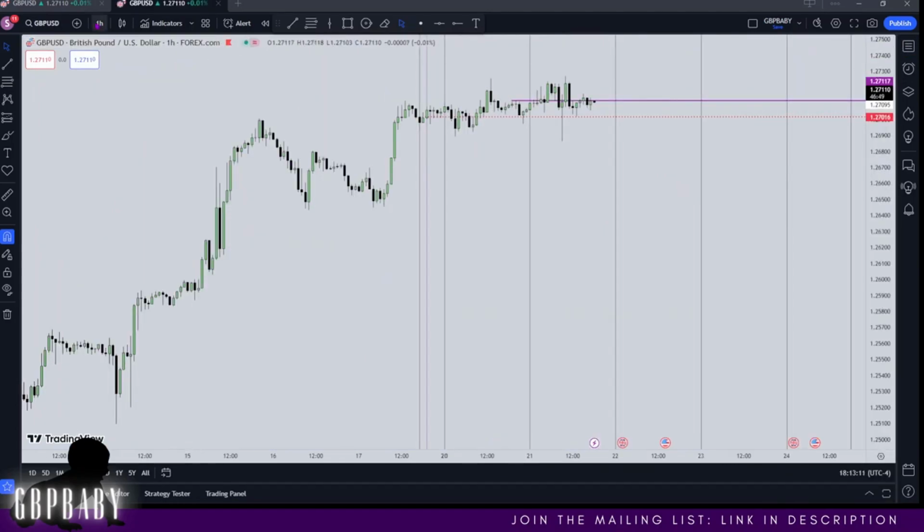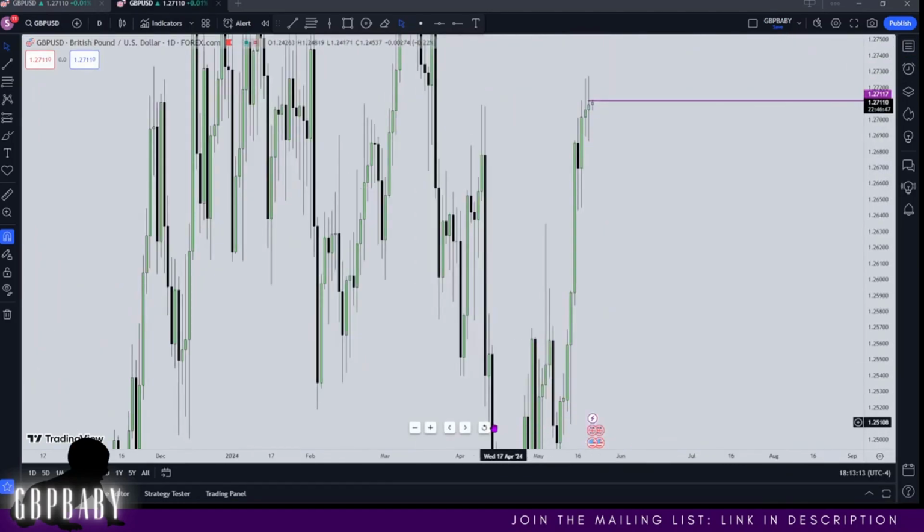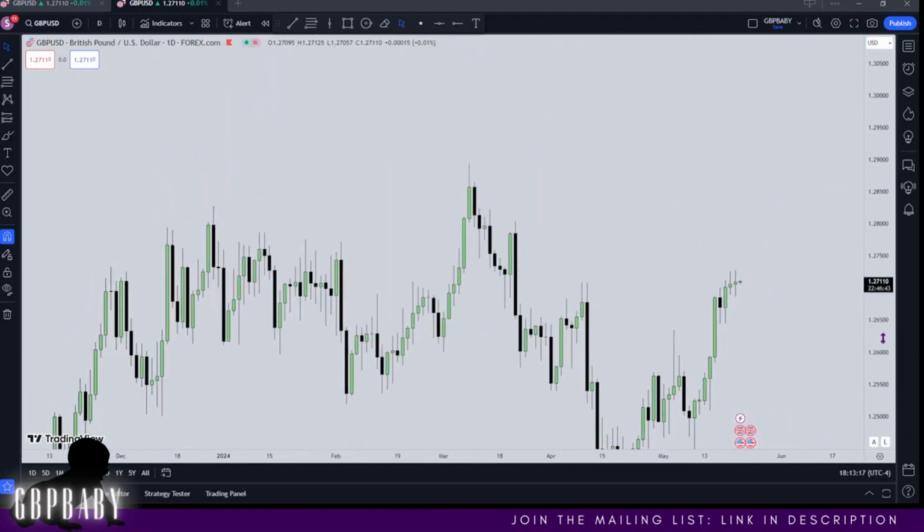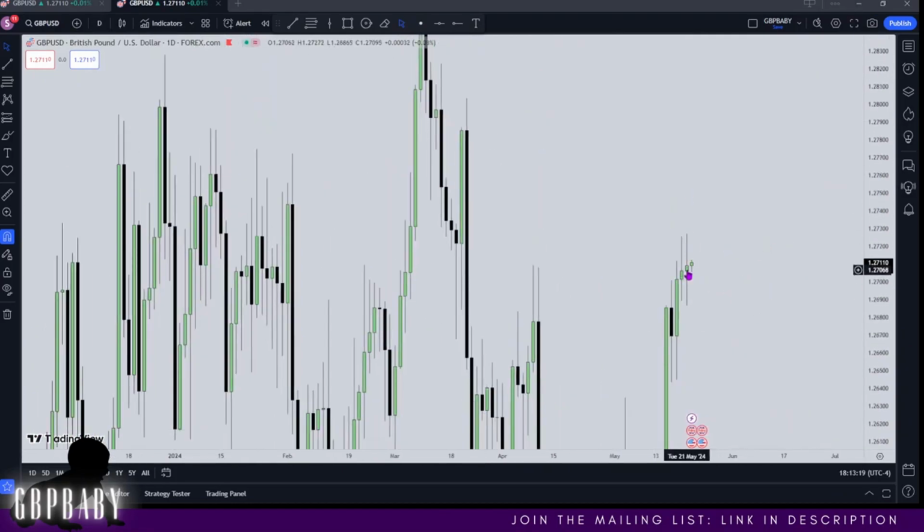We'll start here on the daily as well, obviously, and then you can see what is that purple level. Let's get rid of that. So you'll see that the daily took out both the high and low of Monday, which is quite interesting. So there was a lot of movement on pound today, which is fine. I did get in on a few moves, and to be honest, if you understood where we were trading to and from, it was quite a nice day.